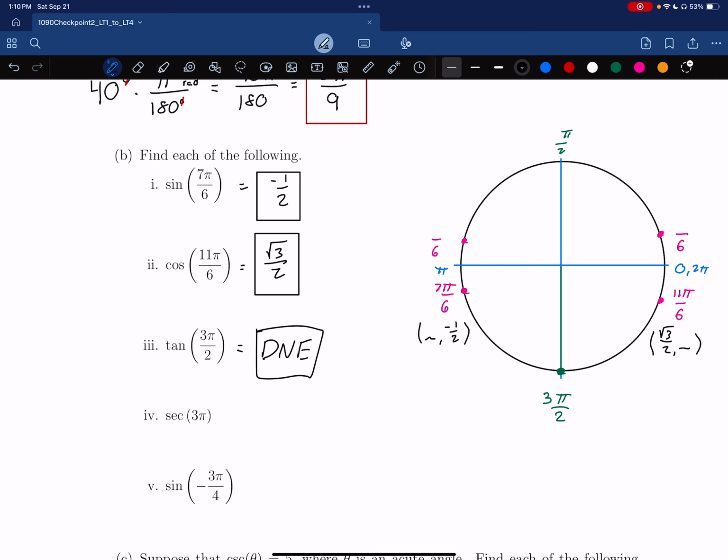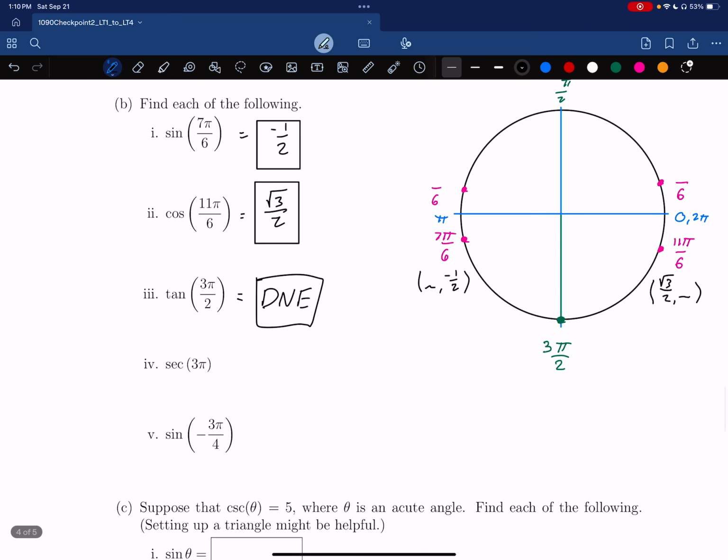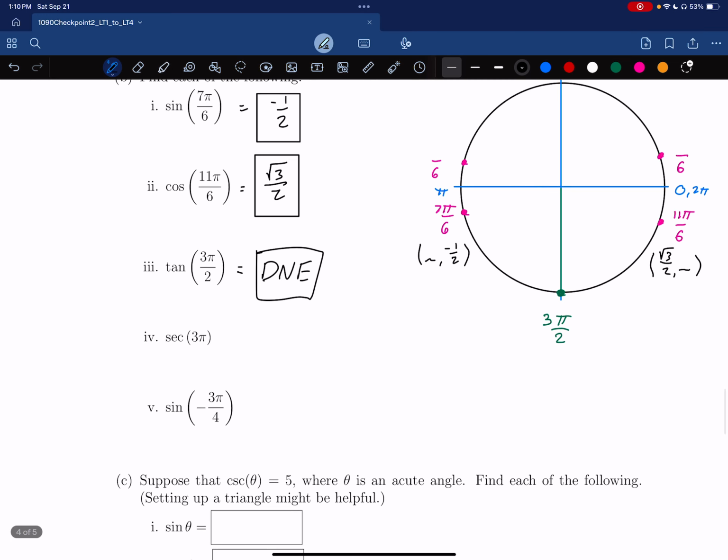Now we're asked to find secant of 3 pi. This may be a little confusing at first, because we aren't typically as familiar with secant and cosecant and cotangent, but it's good to remember the rules, and we can rewrite this as 1 over cosine of 3 pi.